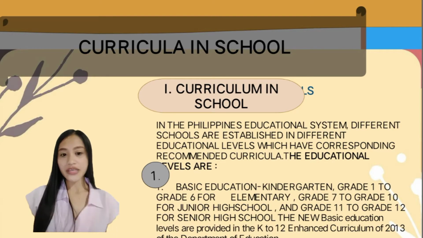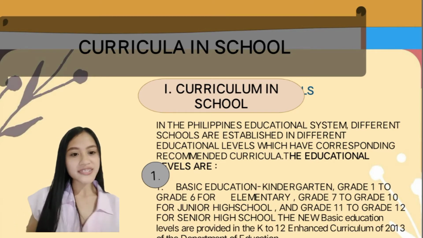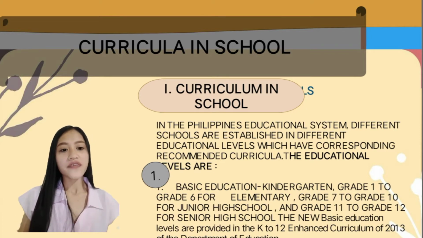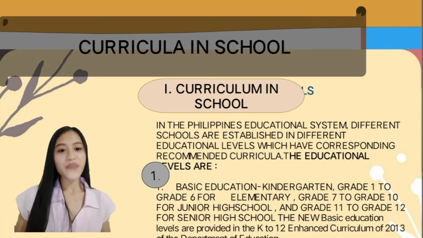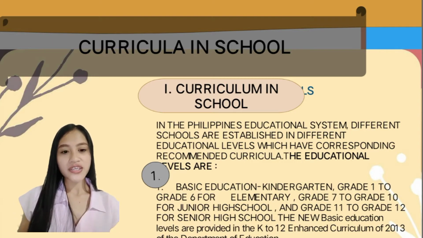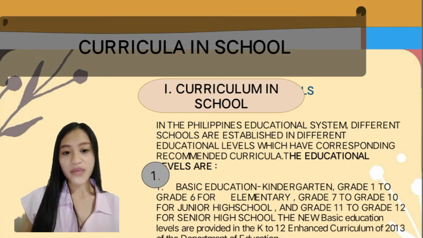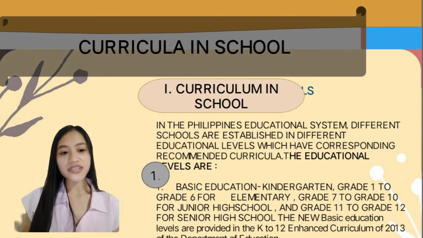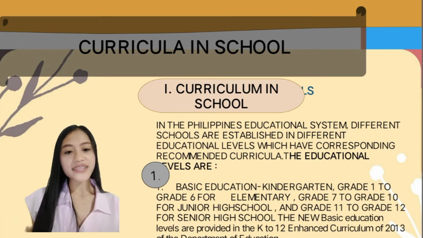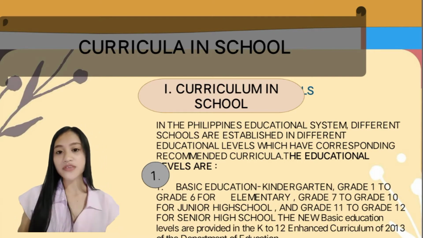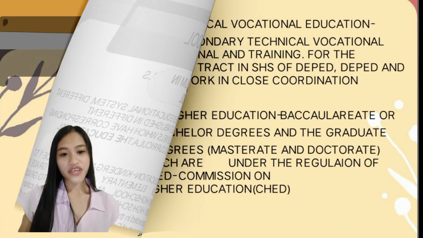Curriculum in school here in the Philippines education system: different schools are established in different educational levels, which have corresponding recommended curricula. The educational levels are: number 1, basic education. Basic education involves kindergarten, grade 1 to grade 6 for elementary, grade 7 to grade 10 for junior high school, and grade 11 to grade 12 for senior high school. The new basic education levels are provided in the K-12 Enhanced Curriculum of 2013 of the Department of Education.